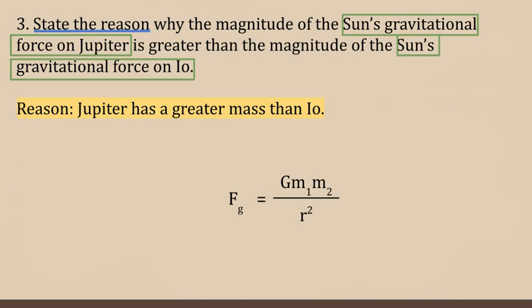And for that reason, I would say that's my answer. Jupiter has a greater mass than Io. If I plug in the mass of Jupiter, that's 10 to the 5 times bigger than the mass of Io. So it's going to make a really big difference. The force of gravity is going to be a lot bigger between the sun and Jupiter versus the sun and Io. You can also see in the formula that the force of gravity depends on the distance between the two objects. So you might be wondering if there's a significant difference there.